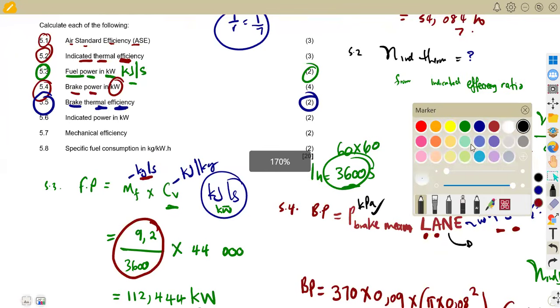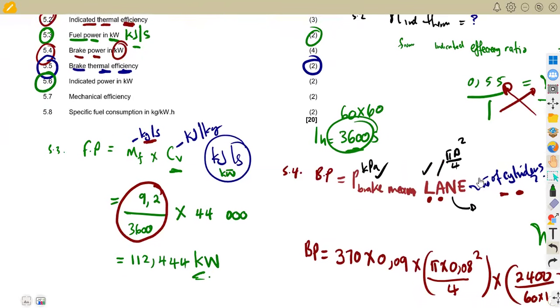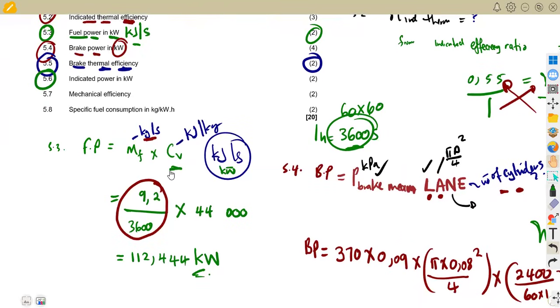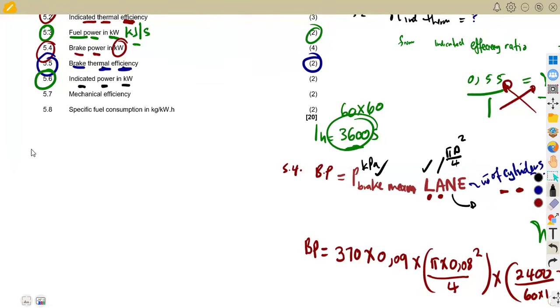Now I think there's a lot of information. I don't know what to erase and what not to erase, because I might need something. Let's just hope we're not going to need this. But if you need this, let's hope you're going to remember, because I'm just going to use this part. There we need to calculate the indicated power in kilowatts. That's 5.6, the indicated power.